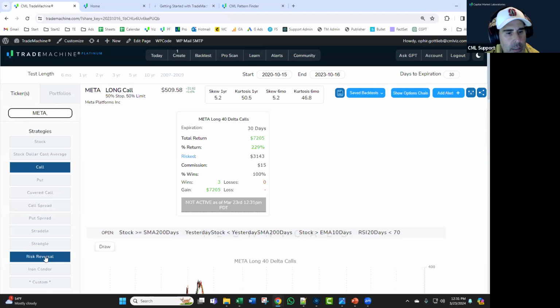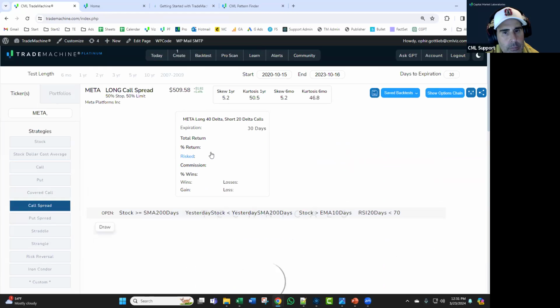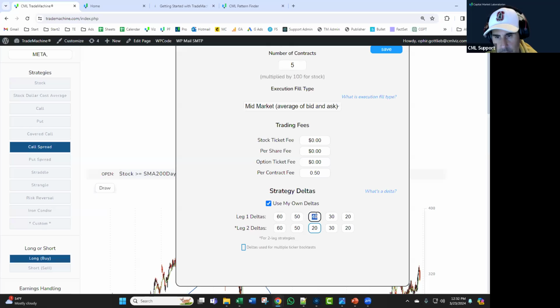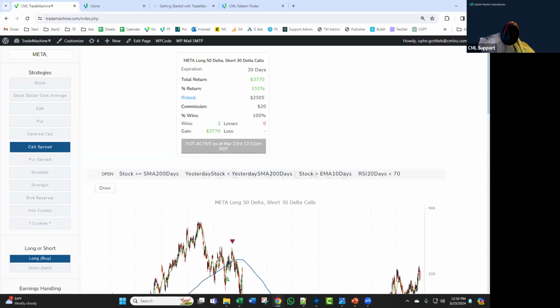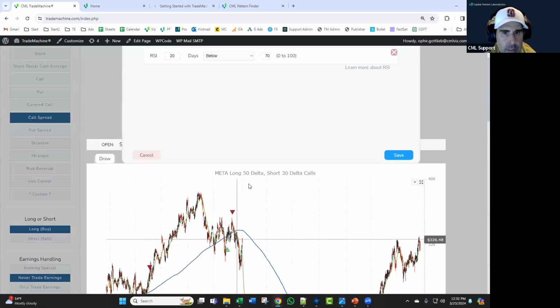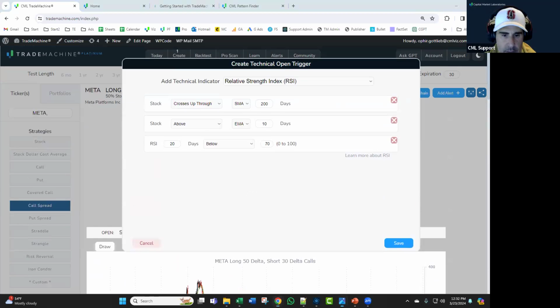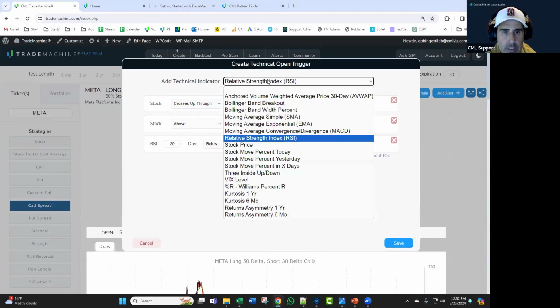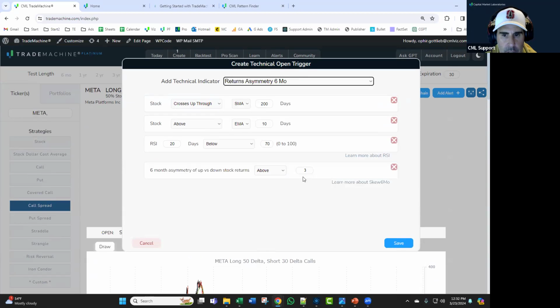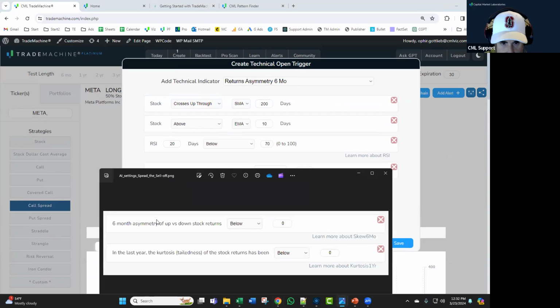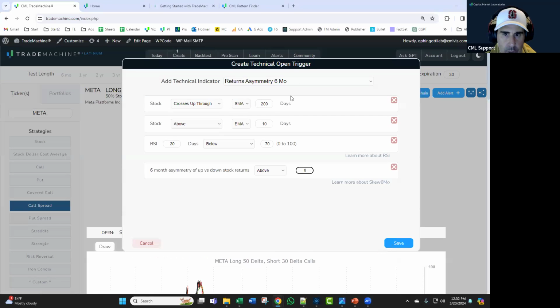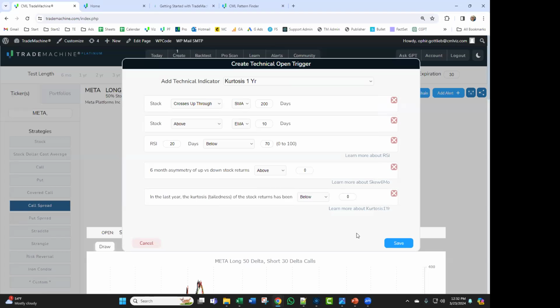Let's turn it into a spread. Let's do the 50-30. Okay. I still have this image up. Okay, let me go to technical open. This is the technical open. I want to add this. So 6 months asymmetry. I want it to be below 0. And so that's that part. And I want 1 year kurtosis below 0. So I'll add 1 year kurtosis below 0, right? It looks like your asymmetry didn't go to below.